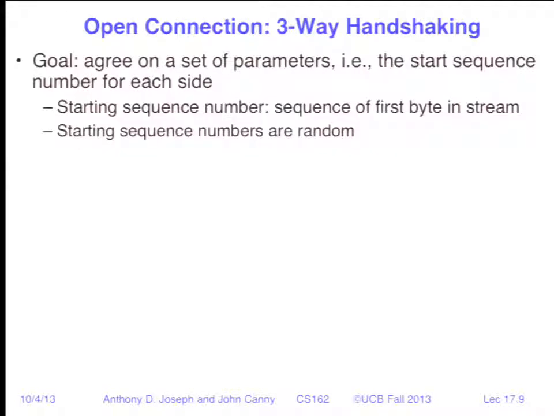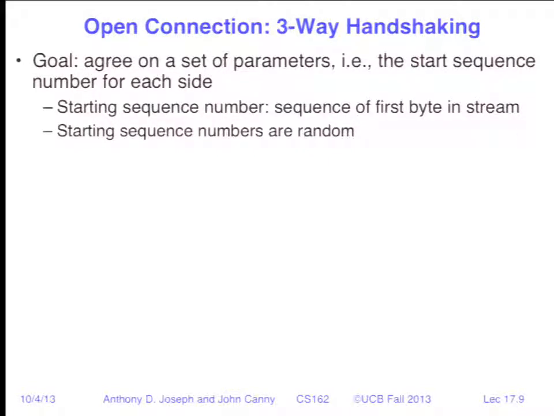Okay, so first we're going to open the connection. So we need to agree on some parameters. And in particular, the parameter we need to agree on is the starting sequence number that we're going to use. Right? Now, the starting sequence number is going to be the sequence number of the first byte in the stream that we're going to send. All right? So this way, when we get bytes at the other end, we can tell whether they're arriving in order or not. Okay? If we didn't know what the starting sequence number was, we'd have no way of knowing.